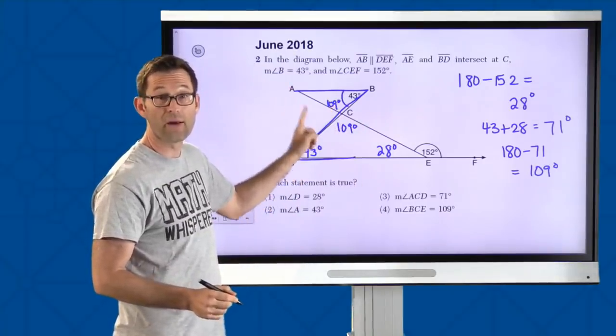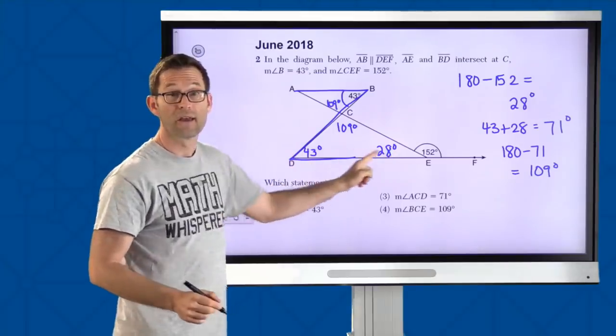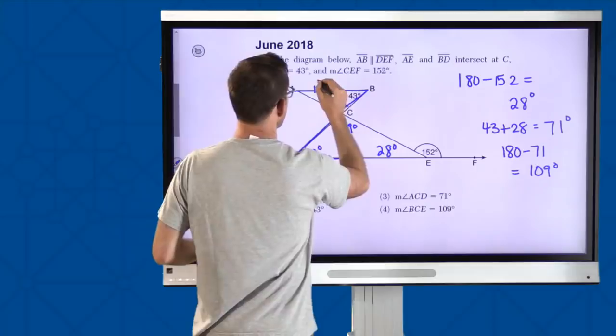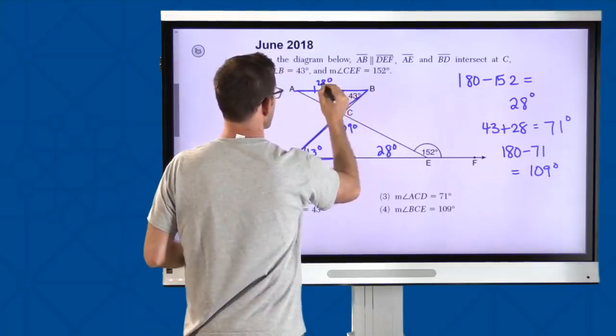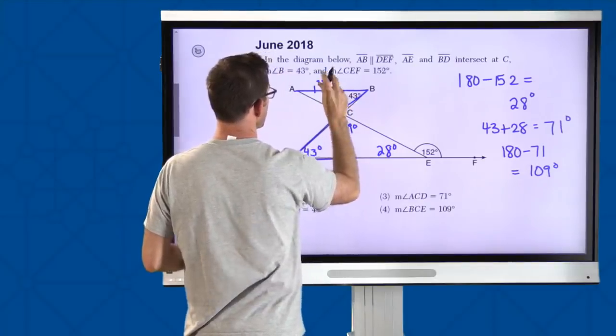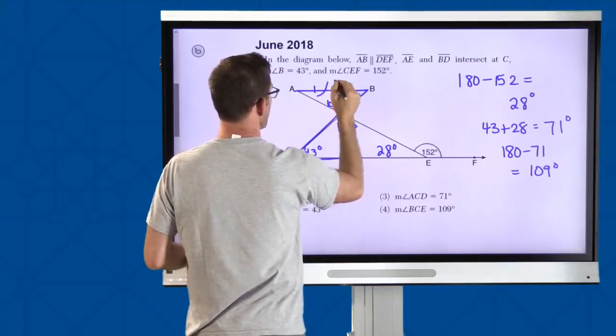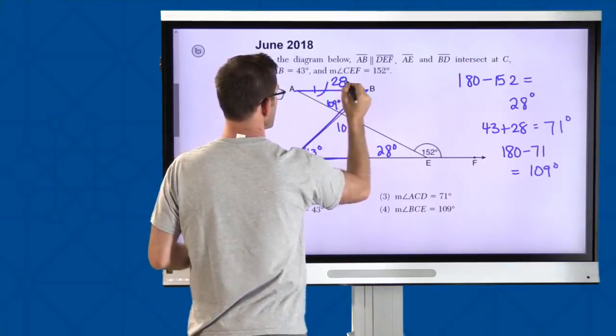And finally, angle A is going to be 28 degrees because that's another kind of Z scenario. So this is going to be 28 degrees. That doesn't look like a 28. Let me try that again. This angle is 28 degrees.